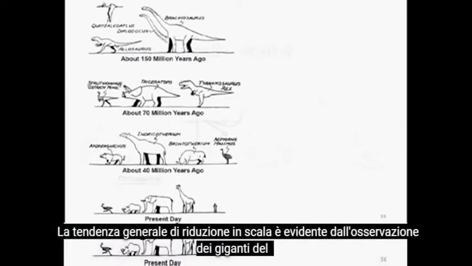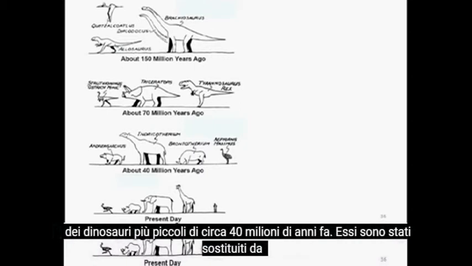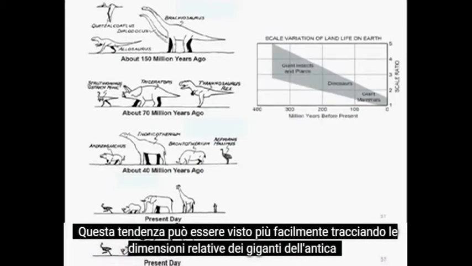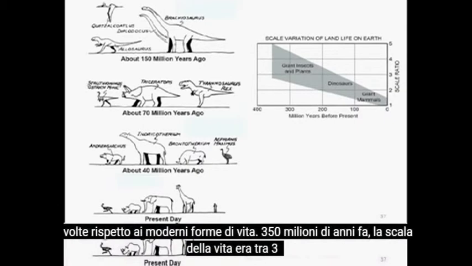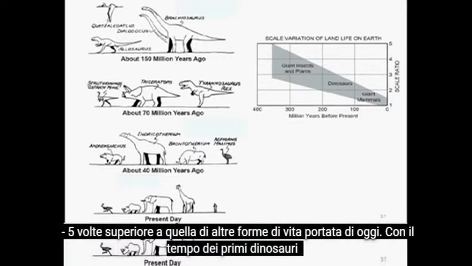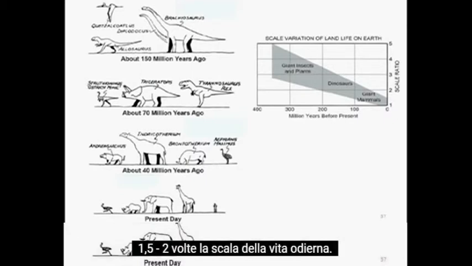The general trend of scale reduction is noticeable from the observation of giants of the past. After the dinosaurs became extinct, a range of supergiant mammals reached the size of smaller dinosaurs about 40 million years ago. These have all been replaced by the smaller animals of today. This trend can be seen more readily by plotting the relative sizes of giants of ancient times compared to modern life forms. 350 million years ago, the scale of life was between 3 to 5 times greater than similar forms of life reach today. By the time of the first dinosaurs, this had reduced to between 3 to 2 times, and at the end of the dinosaurs' reign, it was 1.5 to 2 times the scale of present-day life.